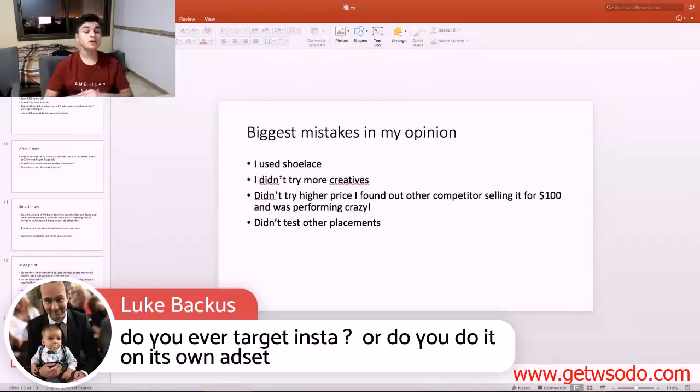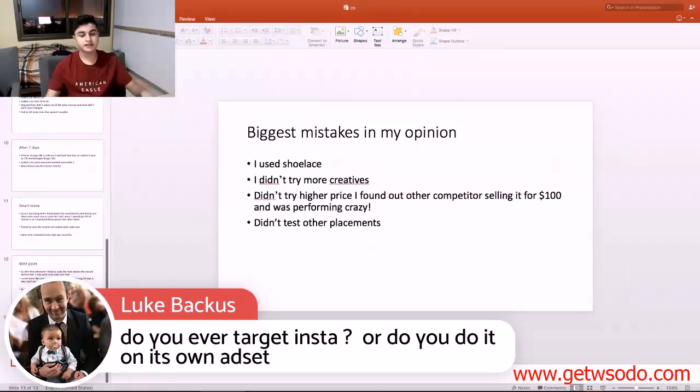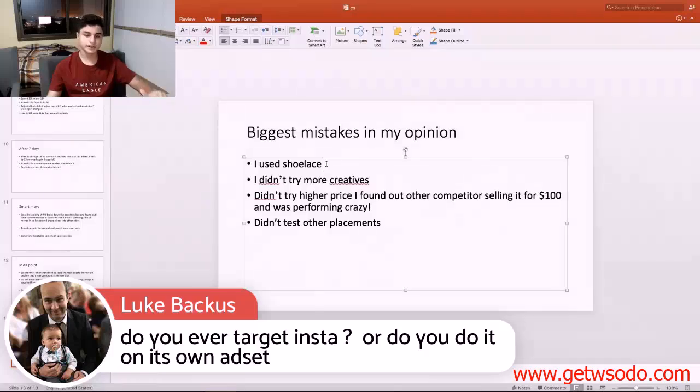Those mistakes may appear small, but the Shoplazza mistake is worth at least $300,000. More creatives could have made my product run for a longer time. On the $100 price, imagine going from 70 to 100. That's an extra $30, $40. And the other placements could have let it run for a longer time. All of those together could have cost me at least $1 million. Those are the biggest mistakes, in my opinion.